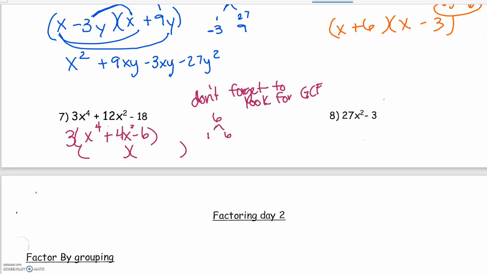So 1 and 6, 2 and 3, and this is a negative 6, so even if I make one of those negative, that's 5, or negative 5, and that would be 1 or negative 1. So we cannot factor. We can just take out a GCF. That's all we can do. We can't factor it further.